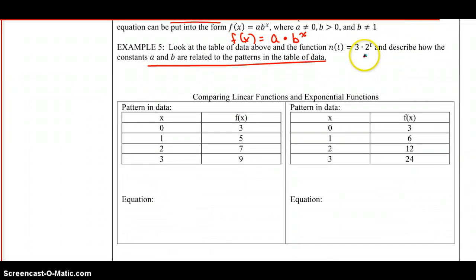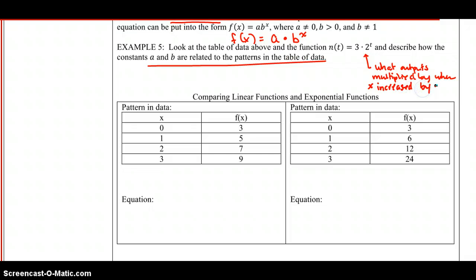So this base, this number here, 2, seems to be what we multiplied by. So these were what outputs multiplied by when x increased by 1.